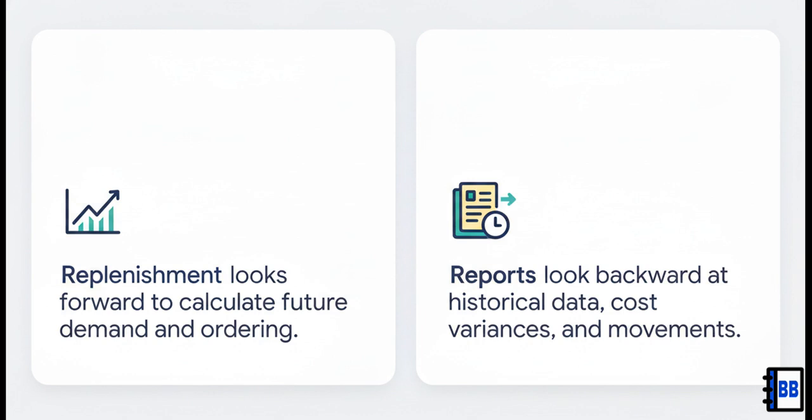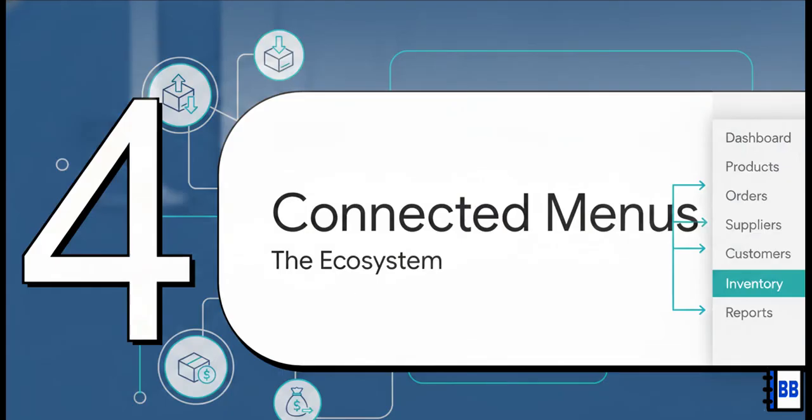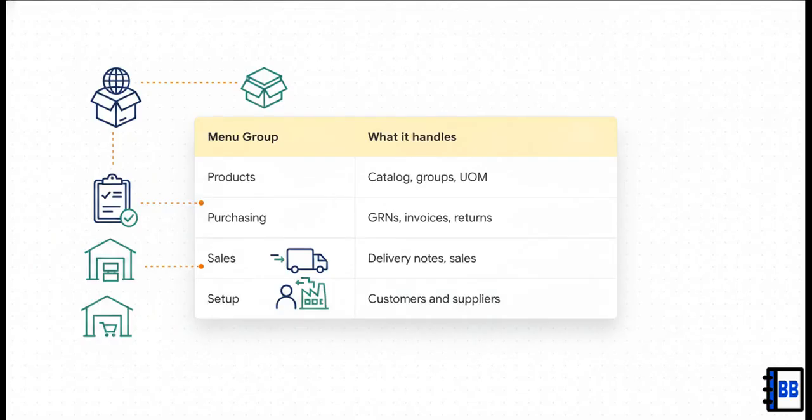All right, moving into Section 4, Connected Menus and Setup. Let's look at the broader ecosystem, because the inventory module absolutely does not live in a vacuum. By mapping out the connected modules, you can see exactly what feeds into your system. You have products for your master catalog. Purchasing is where you'll find the formal goods received notes and supplier invoices. Sales houses your delivery notes for shipping goods out. And setup is where you define your parties, which is just Biznsbook's term for your customers and your suppliers.